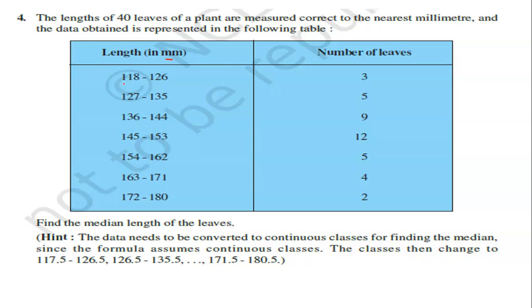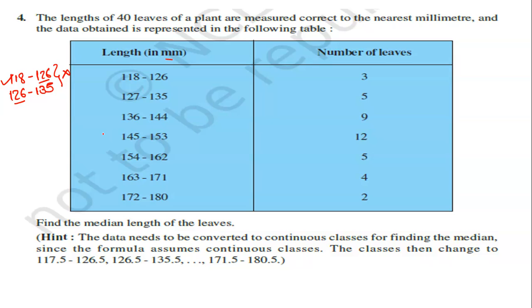As you can see, after 118 to 126, the next class, 127 to 135, starts. It is not like 118 to 126 and then 126 to 135. What I have written is called a continuous class interval, which means the upper limit of one class and the lower limit of the next class should be the same. But here it is not like that, so this is not a continuous class interval.